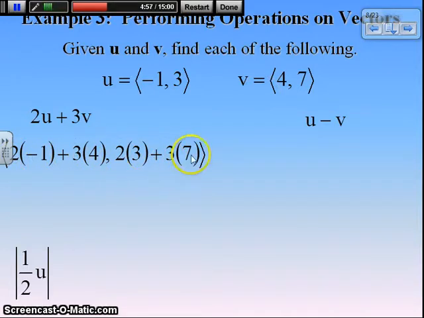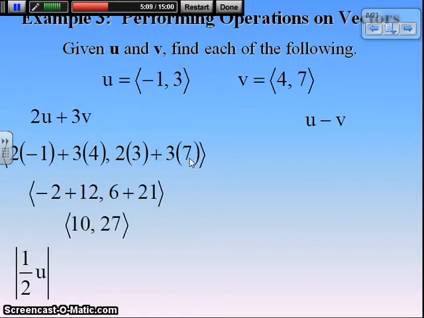Now, you may not like this format. You may prefer just to multiply 2 by u completely, multiply v by 3 completely, and then add. However you want to do it is fine. But regardless, when I add, I get 10, 27. u minus v: first of u minus first of v, second of u minus second of v. And we simplify that down to -5, -4.